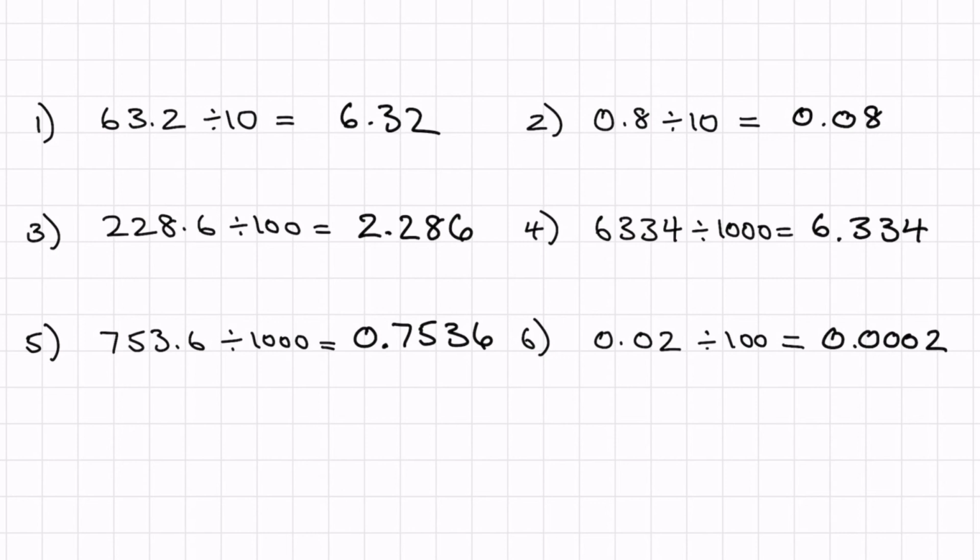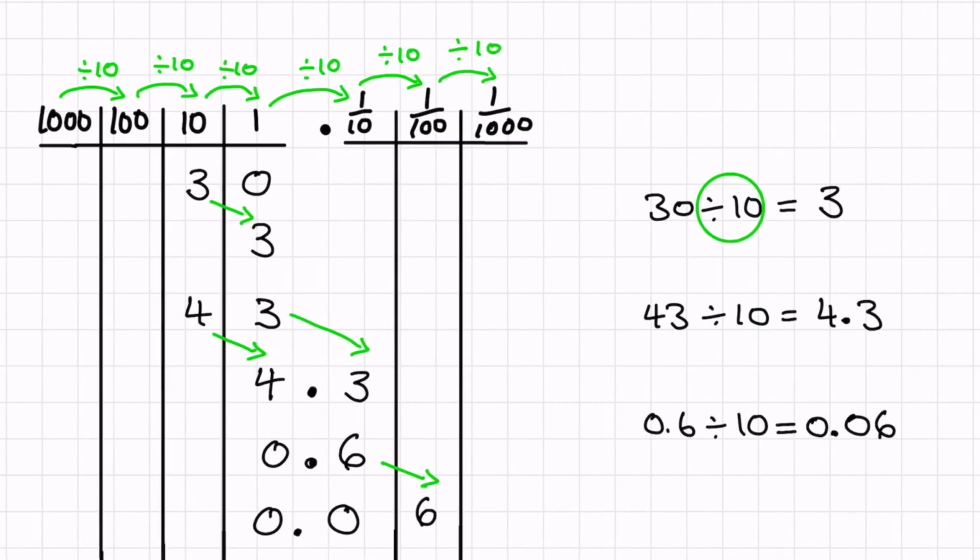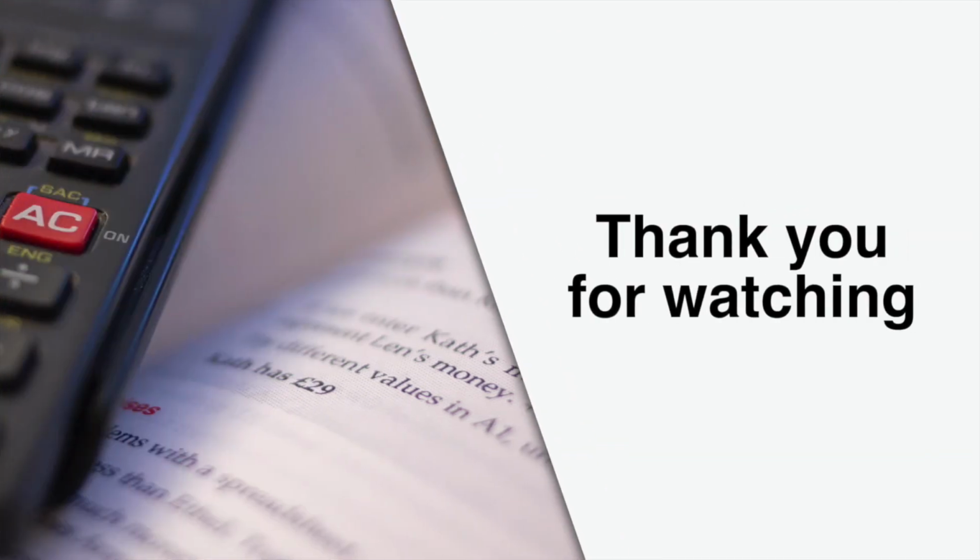0.0002. When you're doing these types of questions, particularly with decimals dividing by 10, 100 and 1000, by all means sketch out a grid like I've done here. If it helps you just to get your head around the position of digits, by all means draw the grid. But anyway, that's a quick look at how we multiply and divide by 10, 100 and 1000.